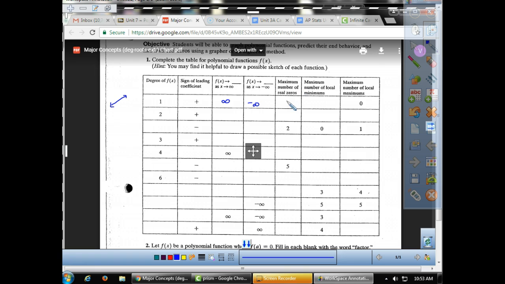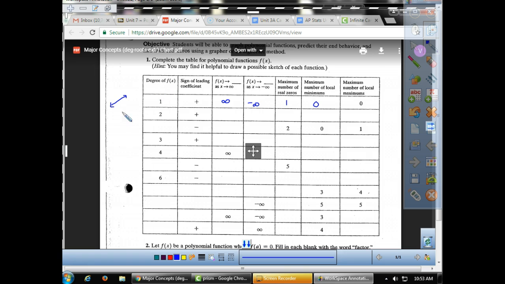What is the maximum number of real zeros? 1. Very good. And the maximum number of local mins or maxes? 0, because you don't have any curves. It's a straight line, obviously. And then the maximum number of local maximums. So basically, you have no maxes and mins because it's just a straight line. So everybody's good with that.